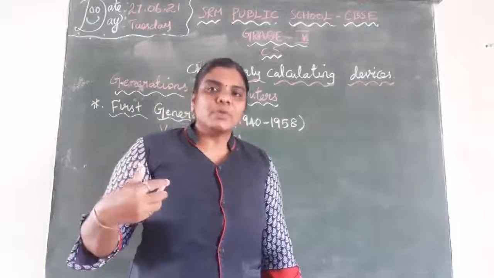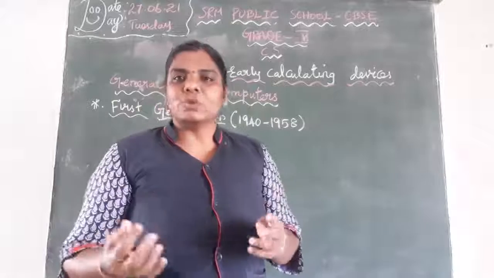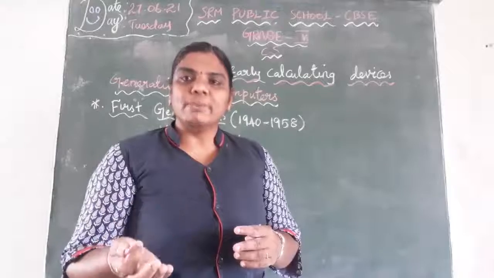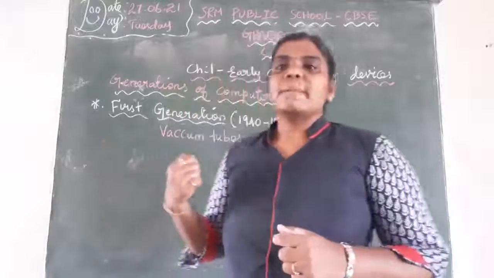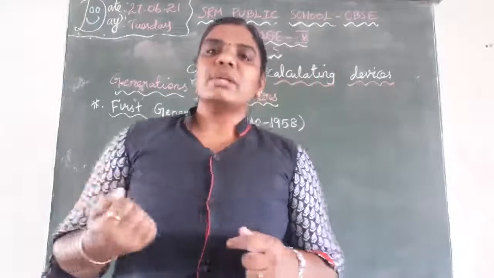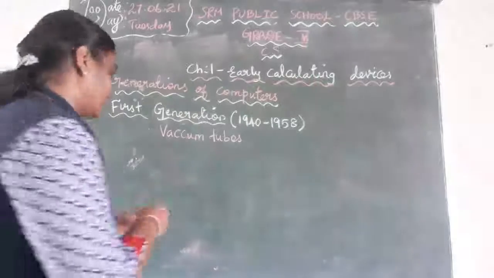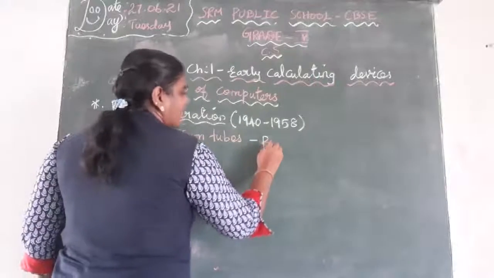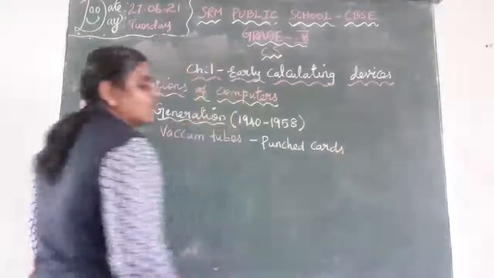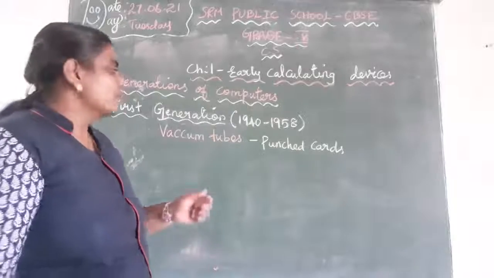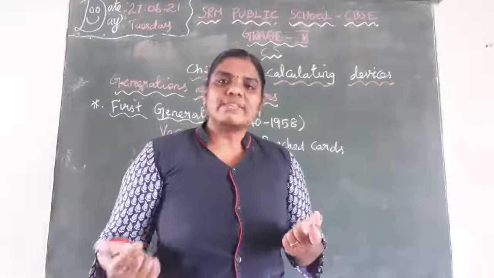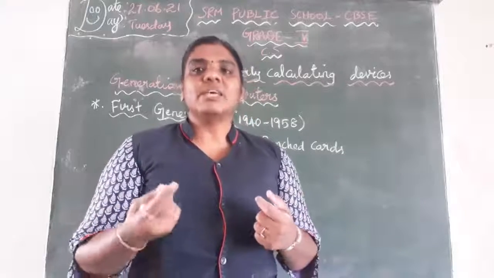So in vacuum tubes, it occupied an entire room, right? So for example, if we want to give the input, people were using punched cards. By using the punched cards only, people gave the input to the computer. Okay. Punched cards. So it takes more electricity. Okay, within a second it will give the result, it will give the output.